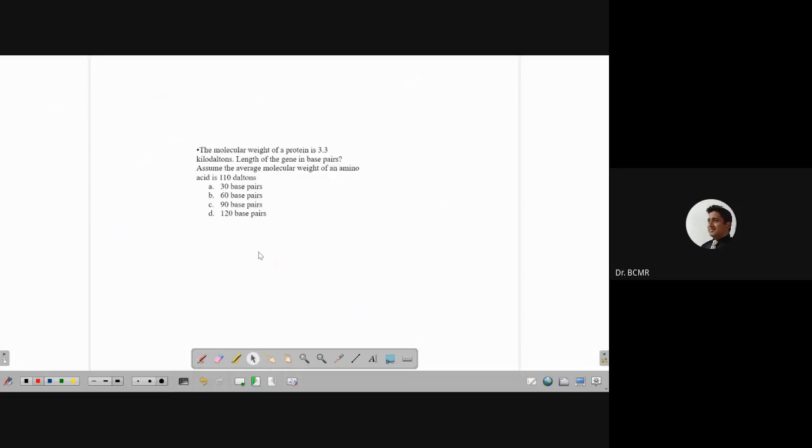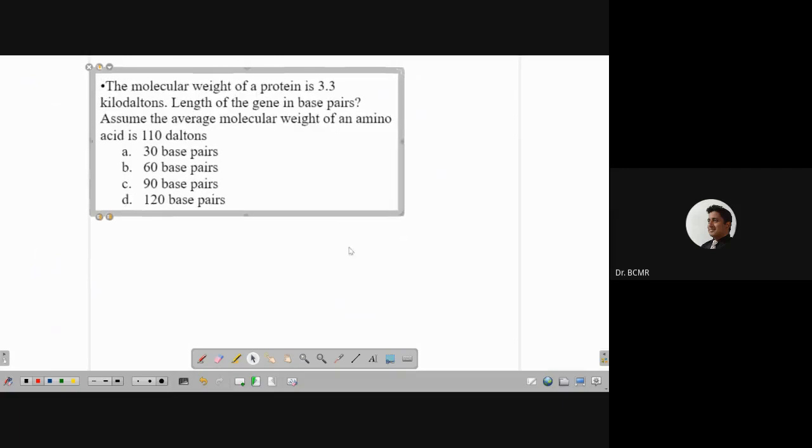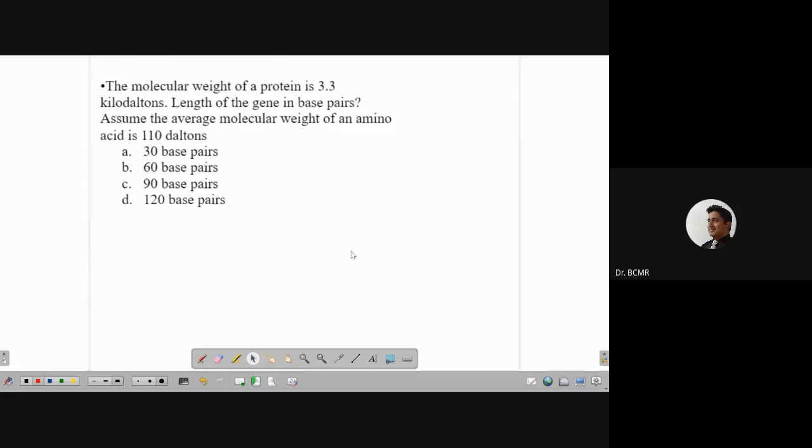So try to answer this question. If you don't know, it's all right. Maybe we didn't discuss enough of it. But I still want to, because the information is given to you. So the molecular weight of a protein is 3.3 kilodaltons. What is the length of the gene in base pairs?